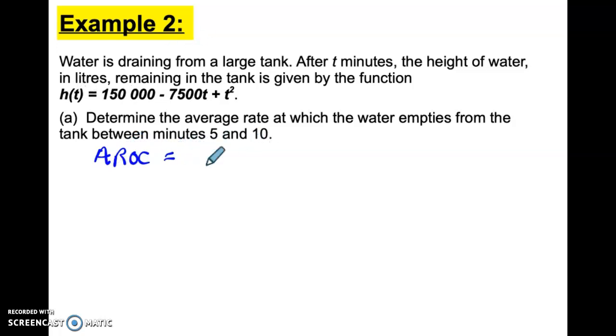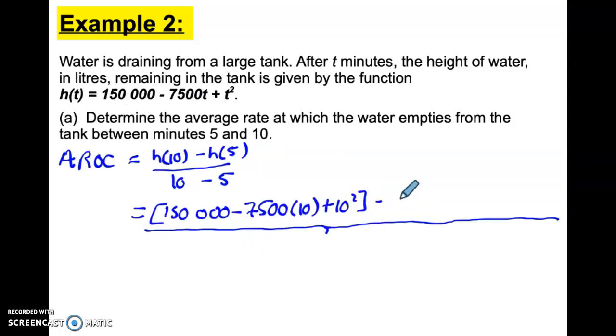And to do that, we're just going to take the point 5, h at 5, and the point 10, h at 10, and we're going to plug them into the slope formula. So it's going to be h at 10 minus h at 5 all over 10 minus 5. And then to find h at 10, we just go to our function h and we plug 10 in there. And then we're going to subtract h at 5. So we're going to do the exact same thing. We're going to go to our function h, and we're just going to plug the 5 in.